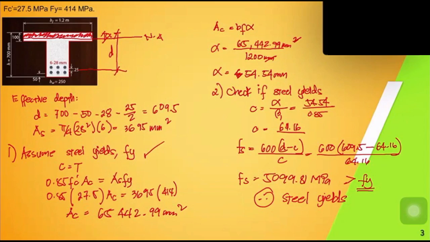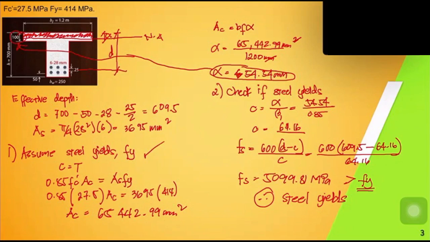So paki-check yung mga computation natin before I go to the next page. So C equals T, area of concrete is 65,442.99. And we are also correct in assuming that the neutral axis is within the flange because yung alpha na nakuha natin is 54.54. Ang height ng flange is 100. So mas mababa siya sa 100. So nandito yung neutral axis.